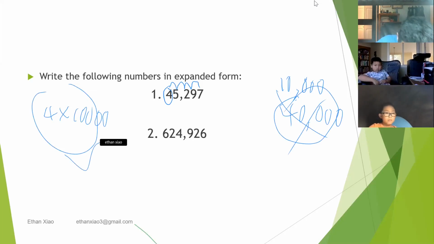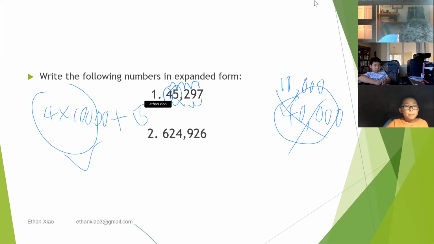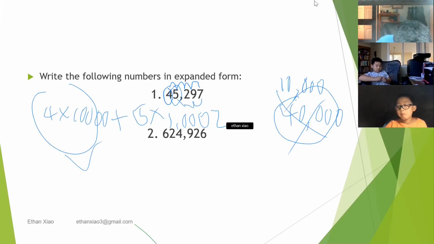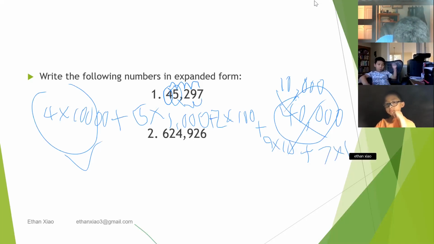And so next I just do 5 and I find the place value, which is 1,000 since it's 3 spaces. And so I just add 5 times 1,000. And I do this until I reach the ones digit. So plus 2 times 100 plus 9 times 10 plus 7 times 1. All right, so this should be the correct answer. You guys can check your work.